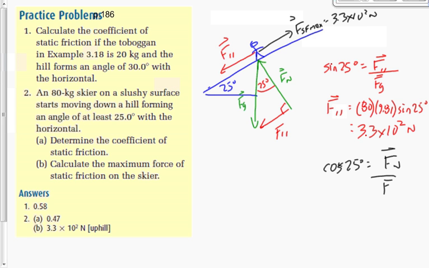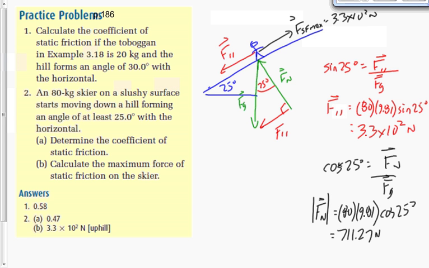Now we want the normal force, because if we're going to find the coefficient of friction from FSF max, then we got to get the normal force first. Fn is equal to 80 times 9.81 times cosine 25. What does the normal force there work out to be? 711.27 newtons.